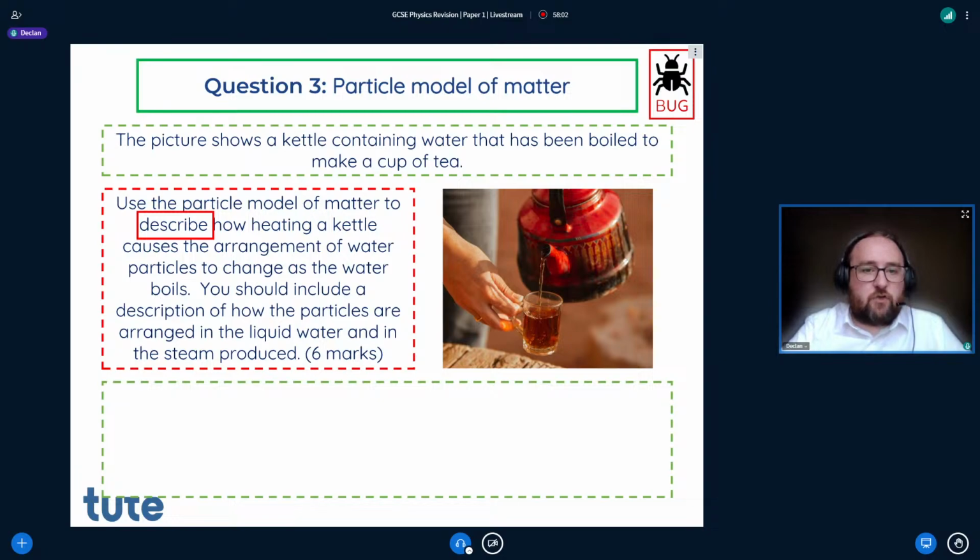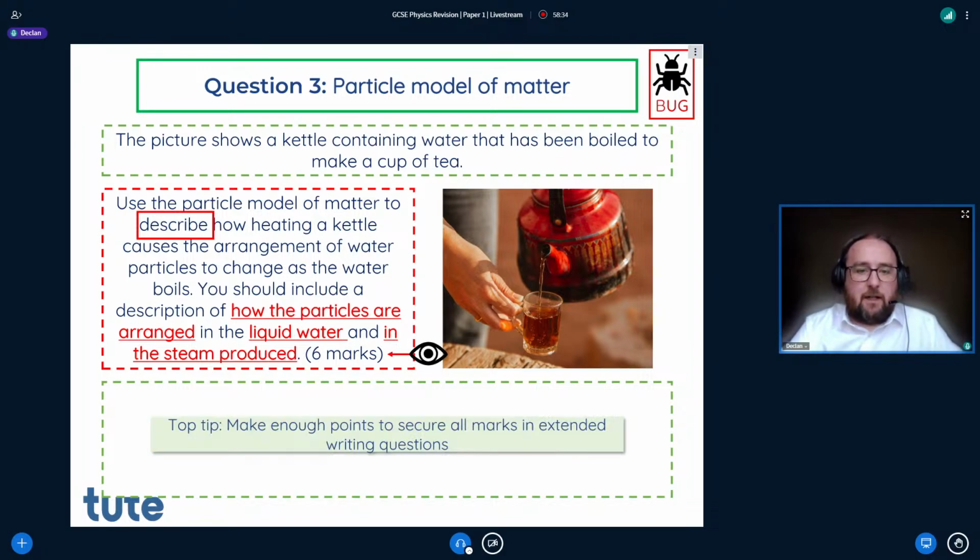So first off, describing. I'm going to be stating points, stating information about it. If you were describing me, you'd say he's got a nice beard, he's got some nice glasses, things like that. So you're saying points about it. Next, we're going to be underlining any things you think are important. I think the particles are dead important: how are those particles arranged in liquid water and in the steam produced? Then have a little glance at the marks: 6 marks.